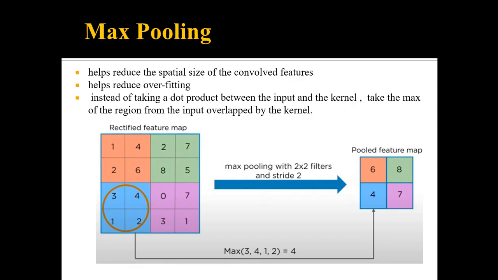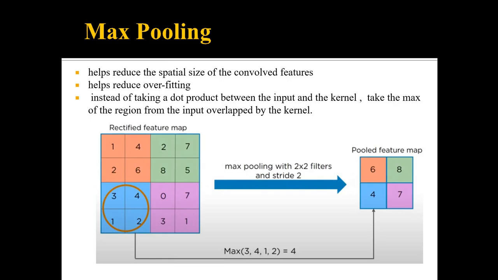Okay, then next, 2 7 8 5. Next the filter will come here because we are taking two strides, so it will move over these two columns and come to this part of the image. So 2 7 8 5, maximum is 8. Then you have 3 4 1 2, out of this maximum is 4. Then 0 7 3 1, so here maximum is 7. Okay, so this is how the max pooling is done.